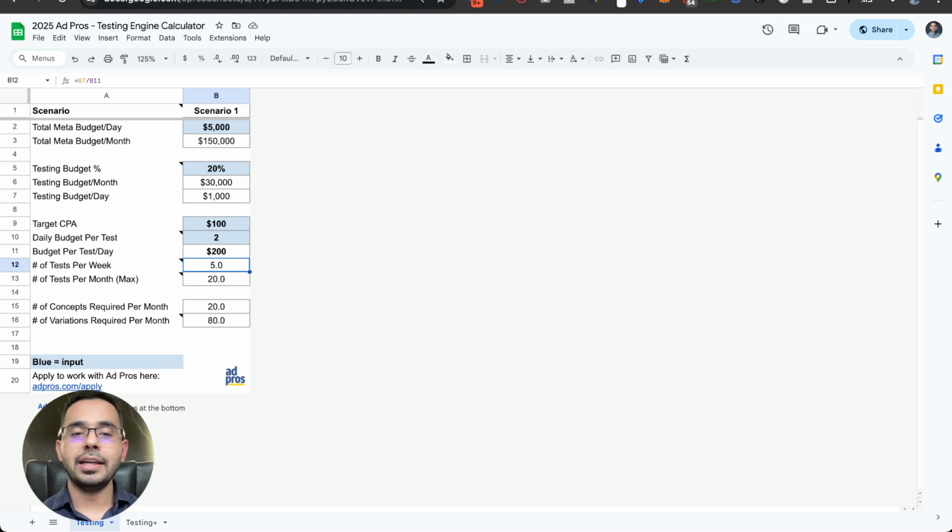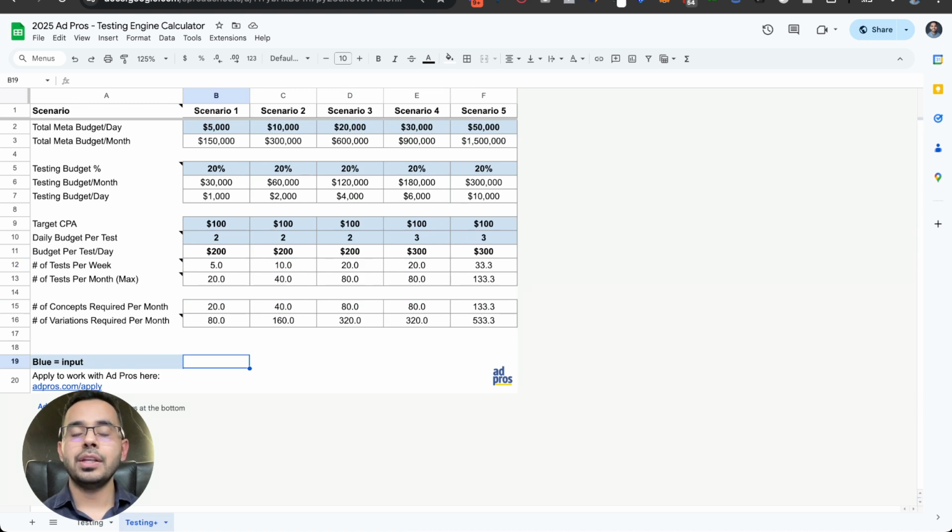Where this gets interesting is, of course, when this scales. And so on the following tab, if you are at 10,000 per day in spend, assuming the same calculations, you can test 10 concepts a week, and that means 40 concepts a month. And if each concept has 4 variations, that means you can test 160 assets a month. So when we do this process, I think it's important to set a target that's reasonable for you, based off of your spend, and what is realistic for your creative team. And so that's how we go about the testing process.